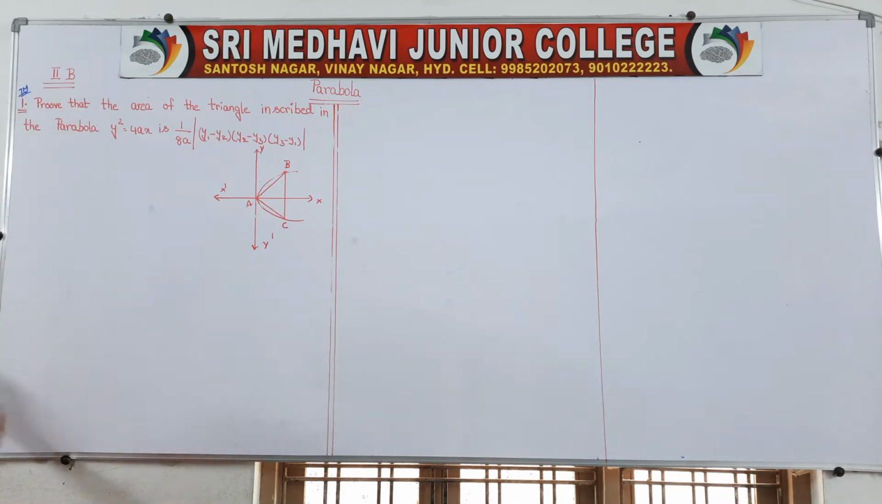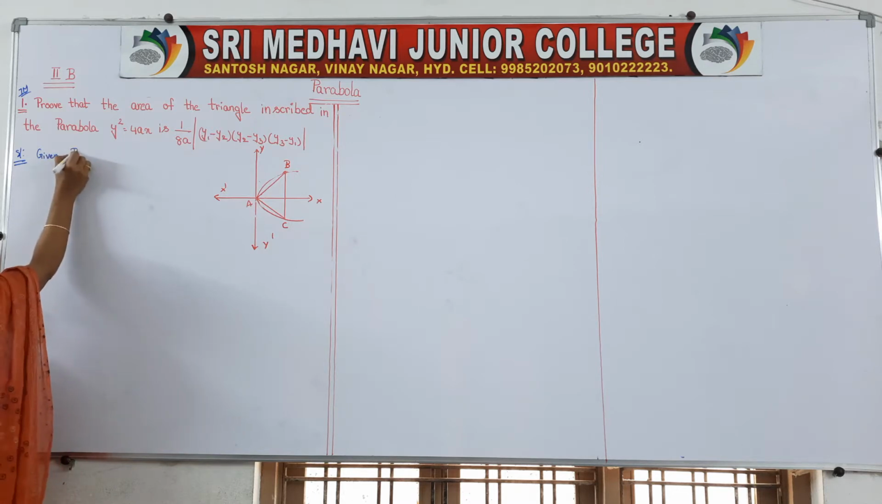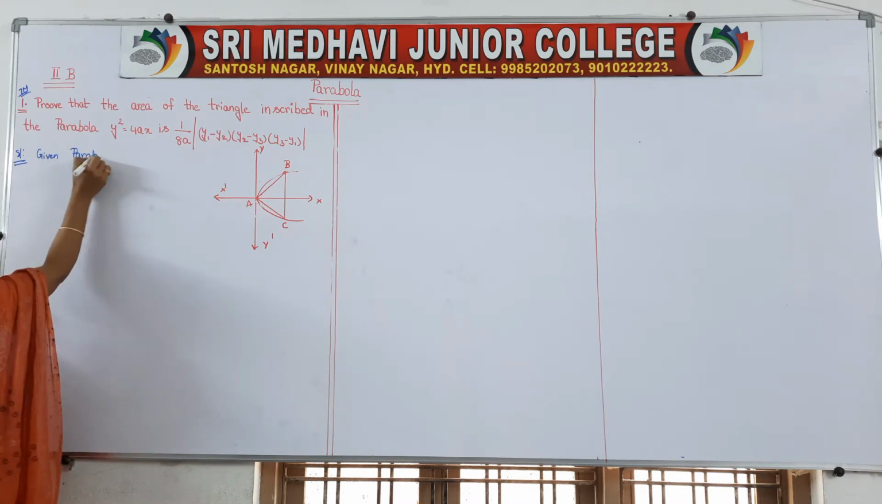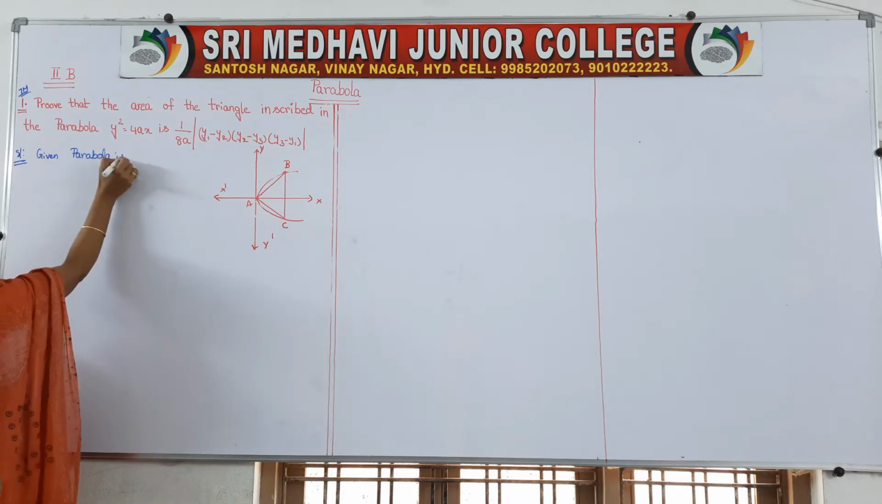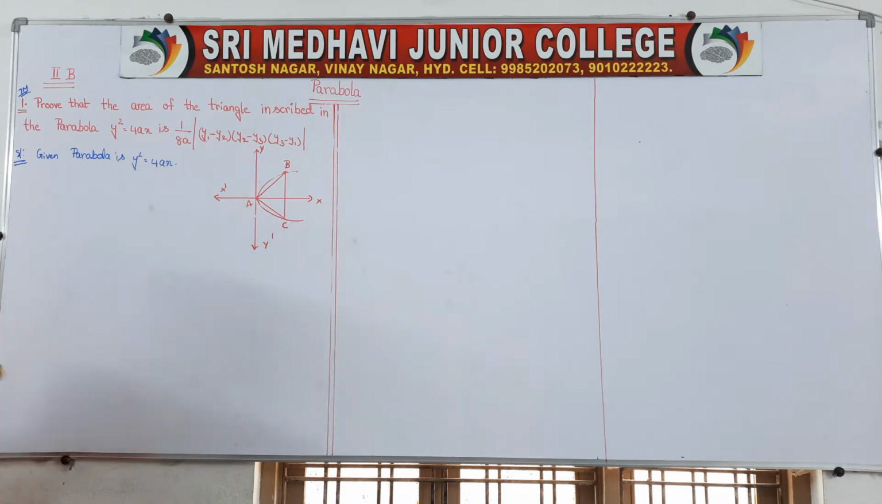Prove that the area of the triangle inscribed in the parabola y square is equal to 4ax is this one. Okay, so come on, now you take the solution. How we will prove it? First you take what is the given parabola to you, right? So given parabola is y square is equal to 4ax, right?